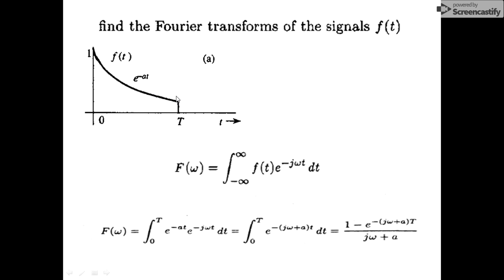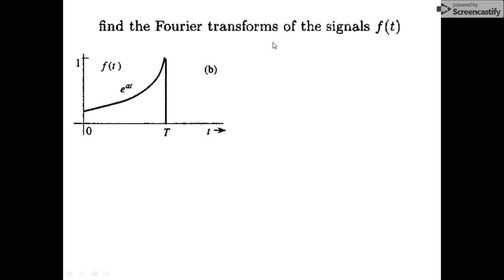Okay, I hope it is clear to you. Now the next example is we have to calculate the Fourier transformation of this signal, which is nothing but from small t equal to 0 to small t equal to capital T, the signal is an increasing exponential, that is e to the power at, and from small t equal to minus infinity to small t equal to 0, the value of f of t is 0. Similarly, from small t equal to capital T to small t equal to infinity, the value of f of t is 0. We have to calculate the Fourier transformation of this signal.